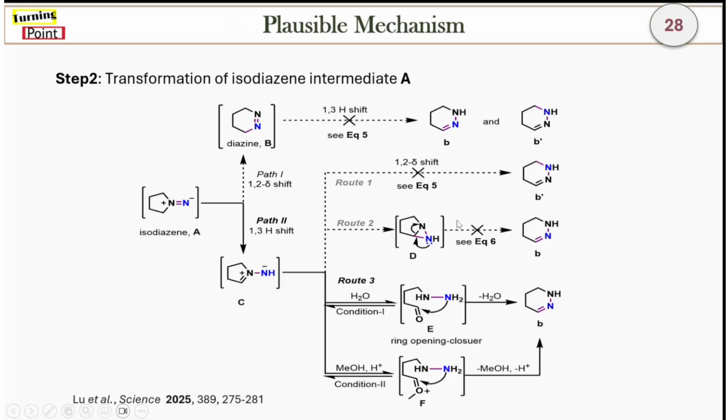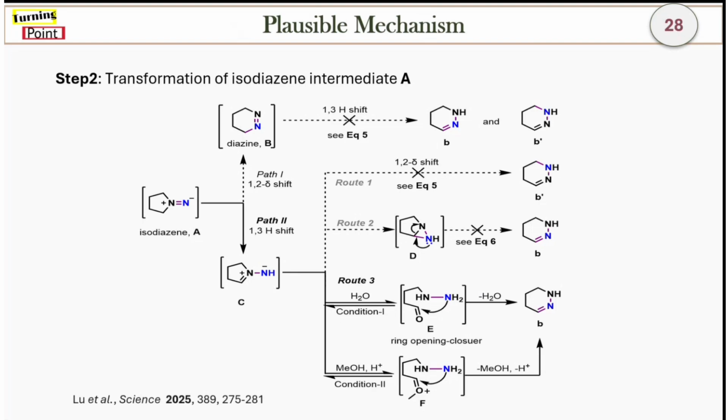But in their control experiment, they have shown that when they applied their condition to the diazirine intermediate, no nitrogen atom inserted product was observed. So this path has also been ruled out. Then the only possible pathway is that first it goes through ring opening and forms this hydrazone aldehyde type of species, or hydrazonium ion type of species, and then it will immediately cyclize to give this nitrogen atom inserted product.